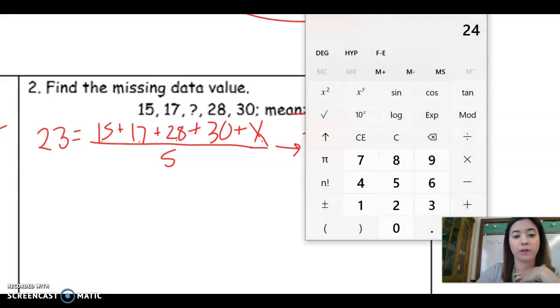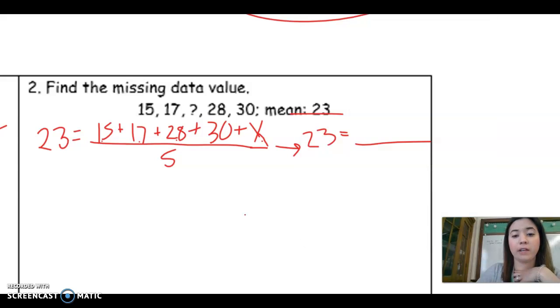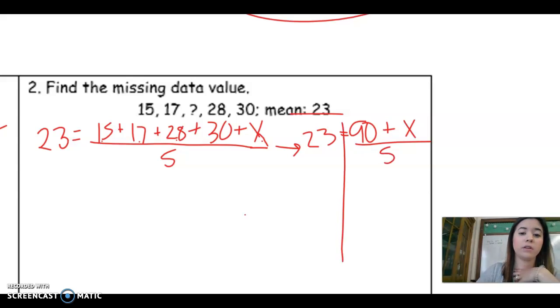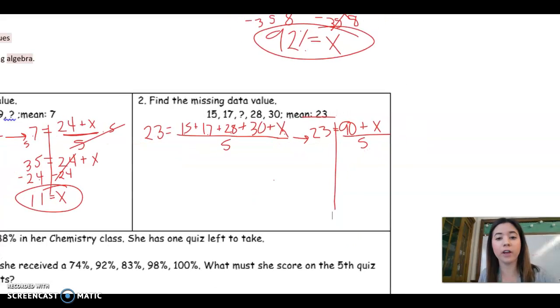Okay, so now I'm going to give it a shot. So we have 15 plus 17 plus 28 plus 30, and that equals 90. So that's the sum of our numbers plus our missing value divided by 5. Okay, now we're going to solve for x.